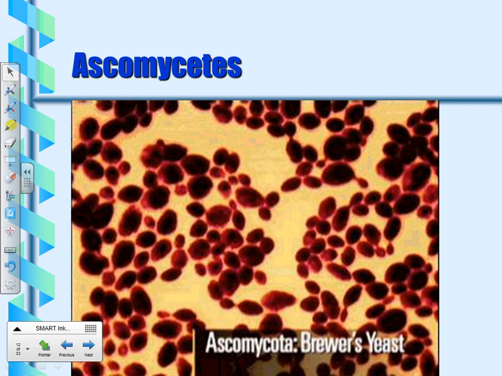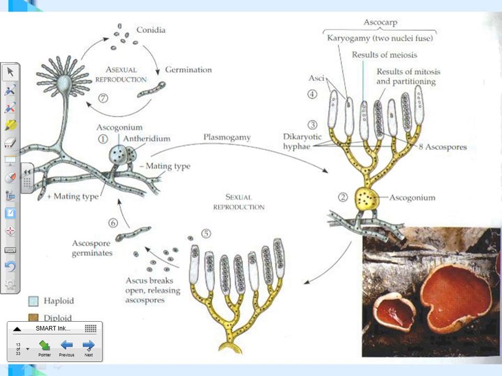Yeast. Each one of those little circles is an individual yeast. Remember, they're unicellular. One of the few fungi that are just one-celled. Here's their life cycle, and I think you'll notice this is very similar to what we just talked about in the last diagram. Here are some hyphae, filaments, threads of cells. Two of those hyphae, plus and minus, fuse together. That's plasmogamy, fusion of what?